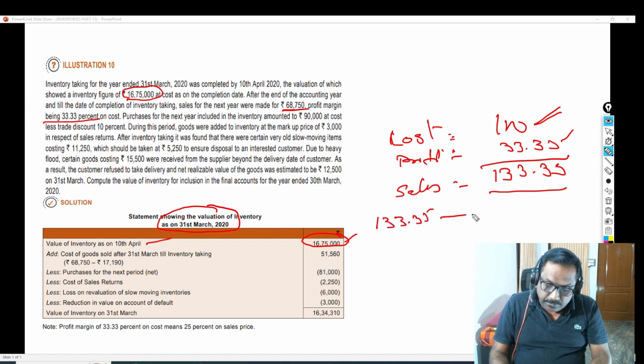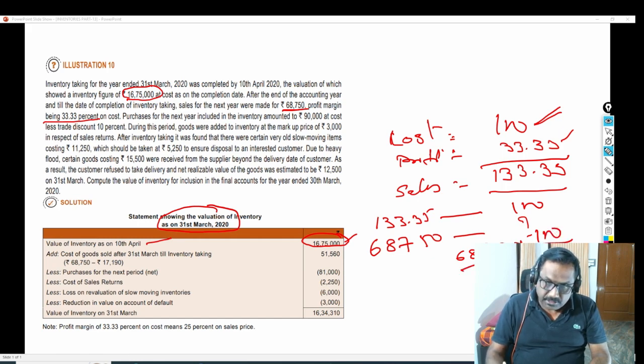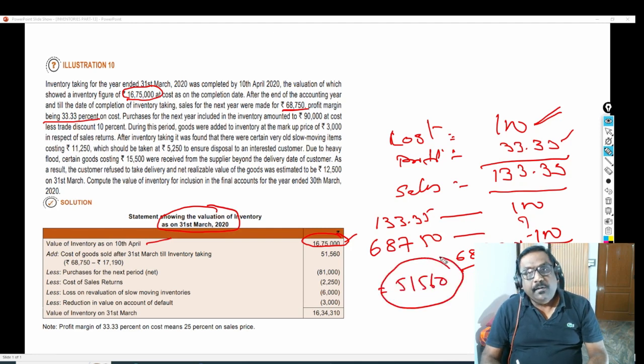133.35 is the sales value. At the time the cost was 100. When the sales value is 68,750, what should be the cost? Then what you need to do is 68,750 into 100 divided by 133.35. If you do this, you will get 51,560 rupees as cost.